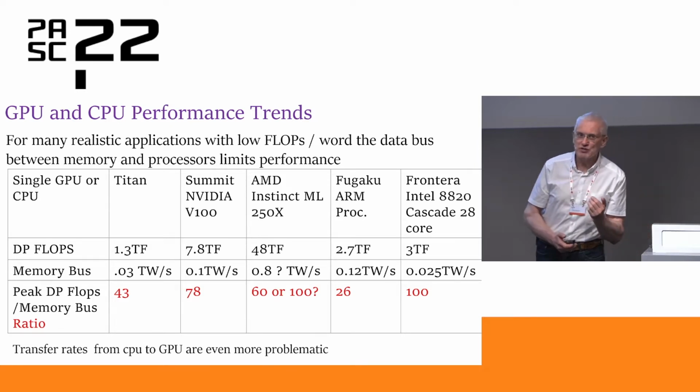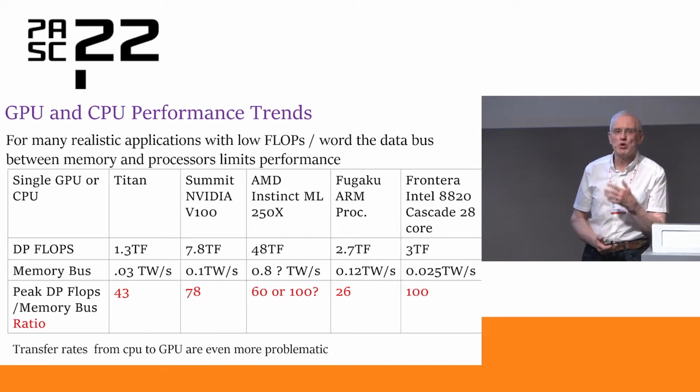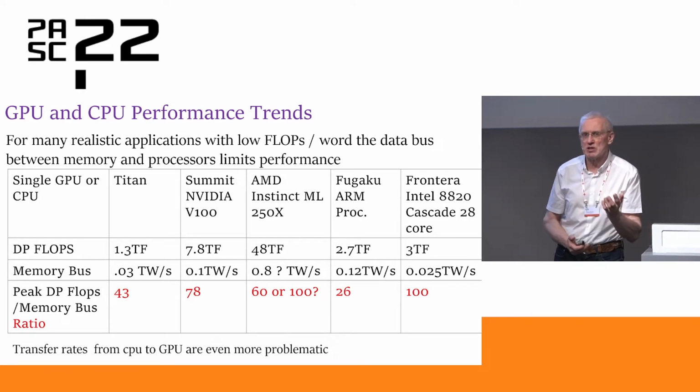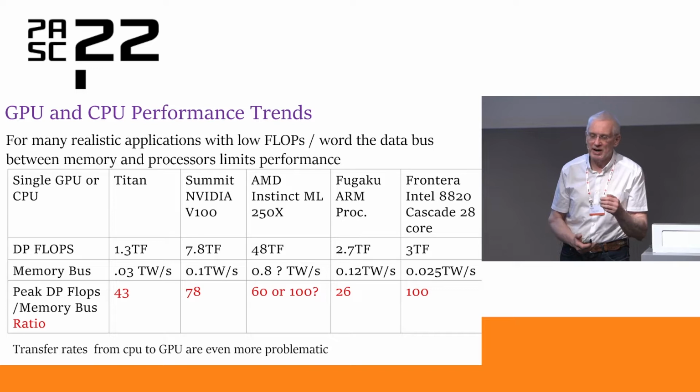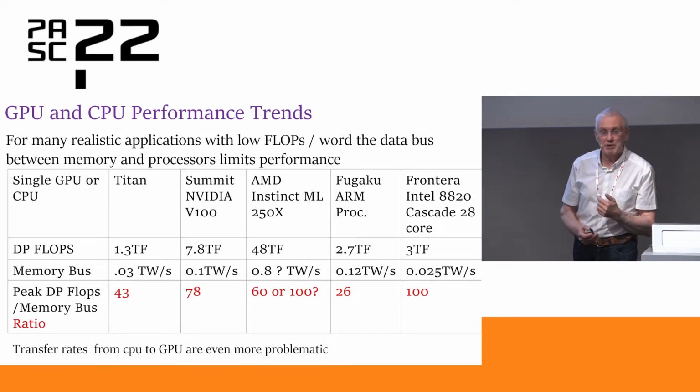And if you look at the transfer rates from CPU to GPU, it's even more problematic because those rates are even slower in some ways. So the real difficulty is, can we even achieve this kind of performance, or how will this memory bus and peak floating point performance impact what we actually see with the different applications that we run?